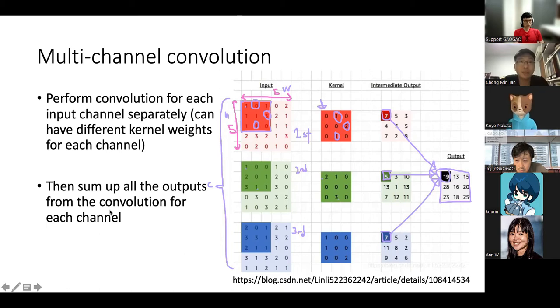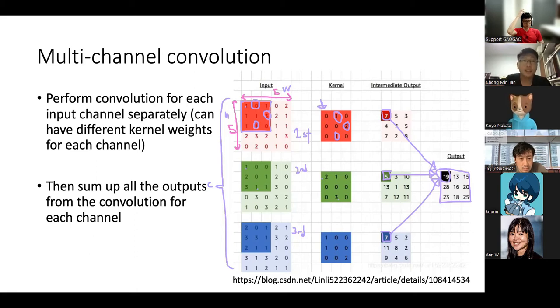The answer is you sum up the calculations from each of the channels into your overall output channel. So that's how we do it for multiple channel convolution. So 7 plus 5 plus 7 gives you 19. And that's how we do multiple channel convolution.